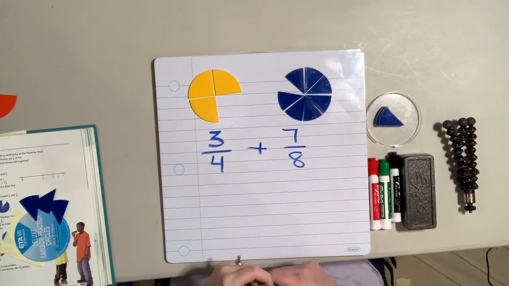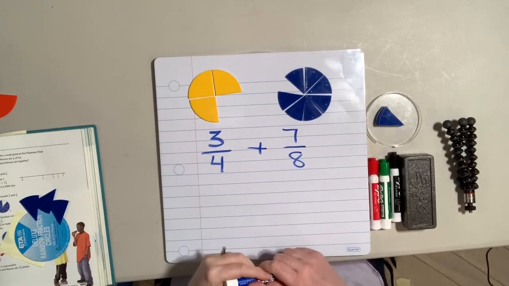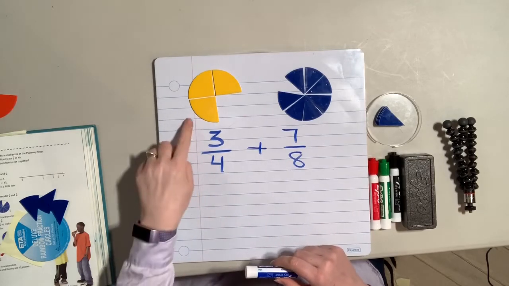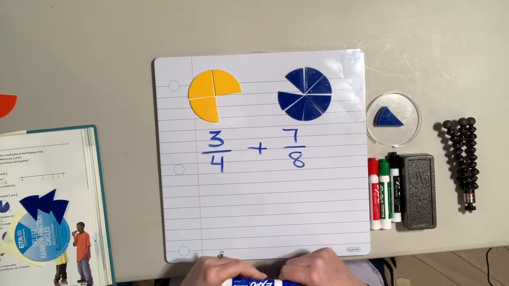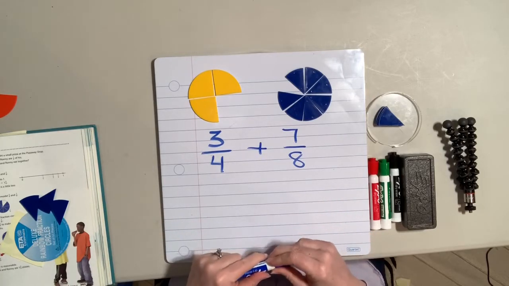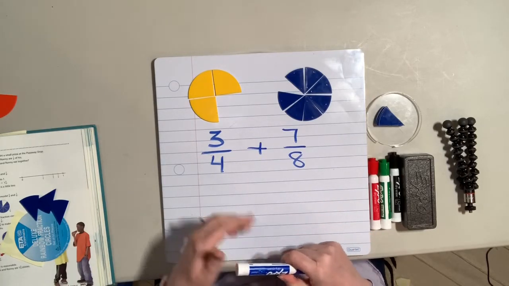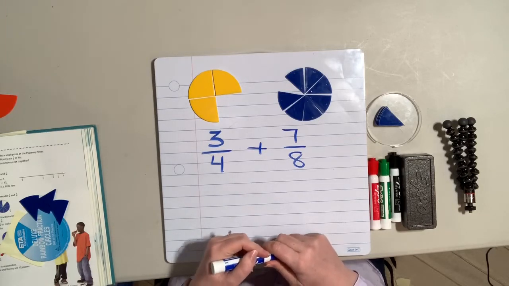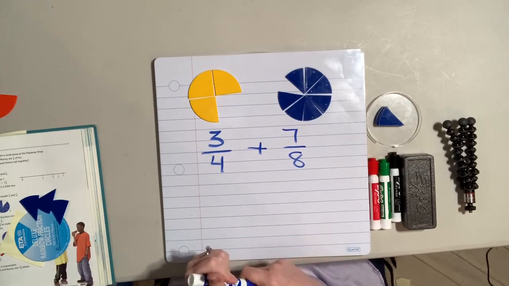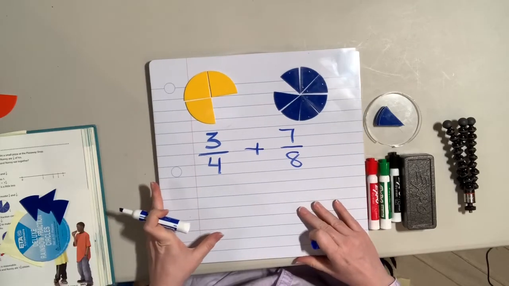Today we're going to learn how to add fractions. So what I have here is 3/4 and 7/8. Let's say you had a pizza party and one of your friends ate 3/4 of a pizza and the other friend ate 7/8 of a pizza. And you wanted to know how much pizza they had eaten altogether.